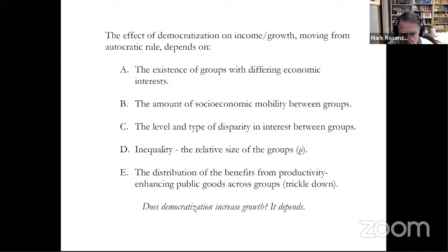Okay. And the third factor that matters is how the benefits from productivity enhancing public goods affect the different groups, the trickle-down issue. So the answer to the question of whether democratization increases growth is, as I said, it depends. And these are some of the factors it depends on.